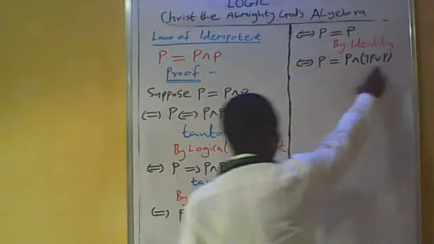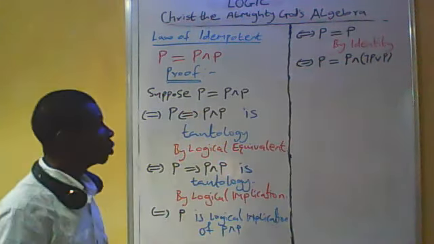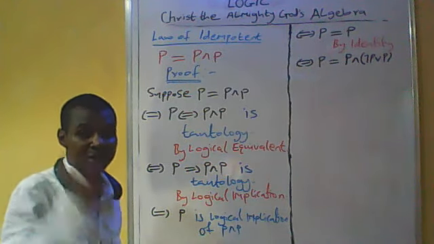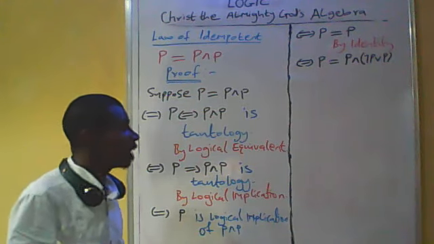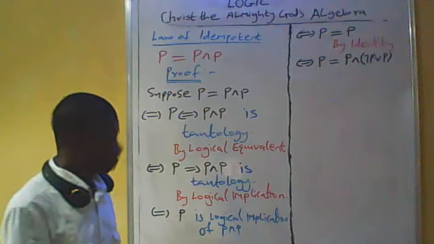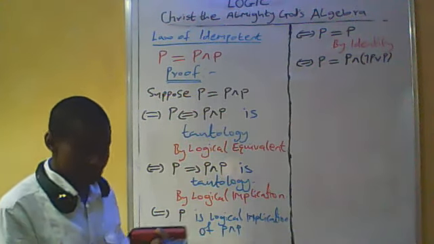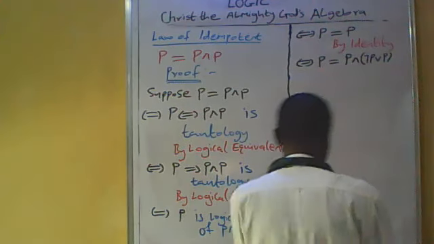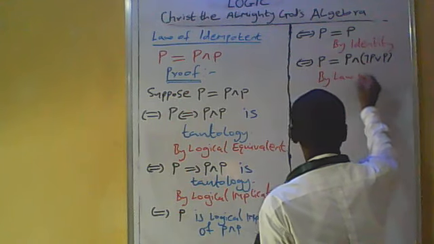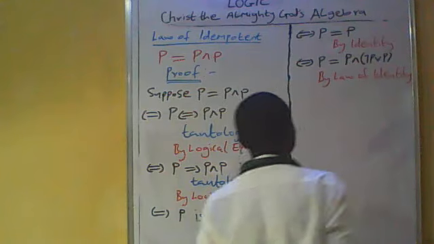Then tautology, which is written as P. Because not P or P is a tautology, and whenever a tautology is anded with any term, it is written as that term. So P and bracket not P or P is equal to P. So being justified by the law of identity.